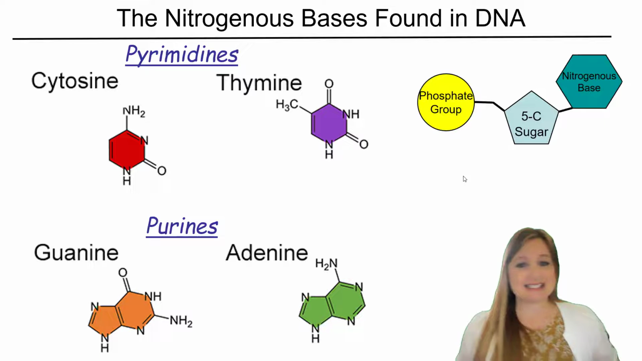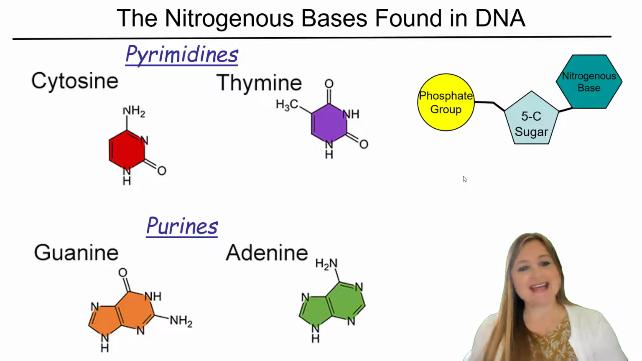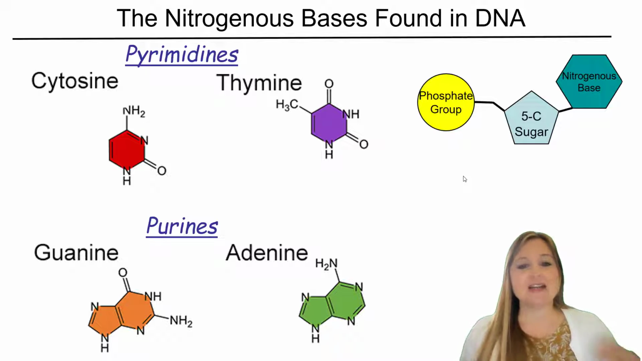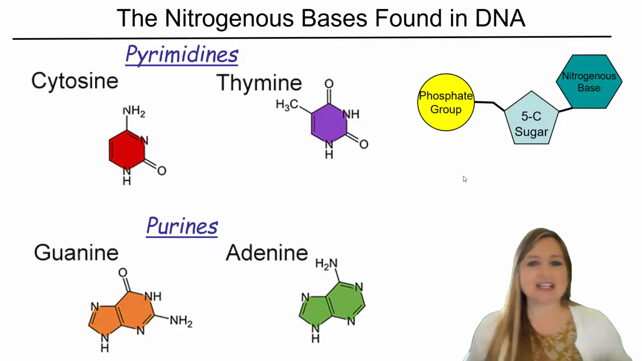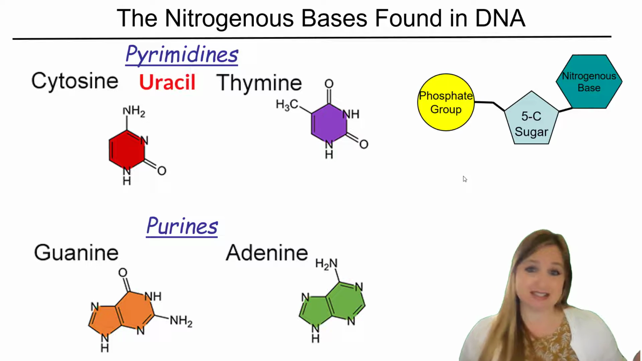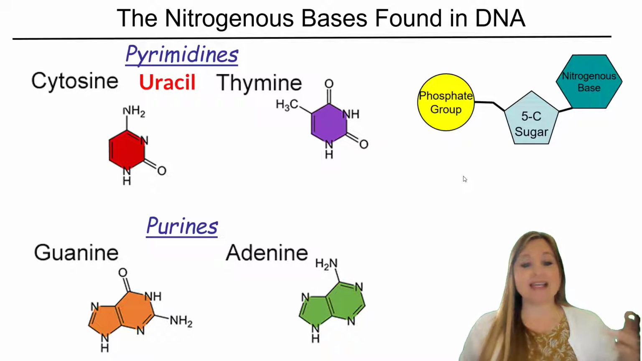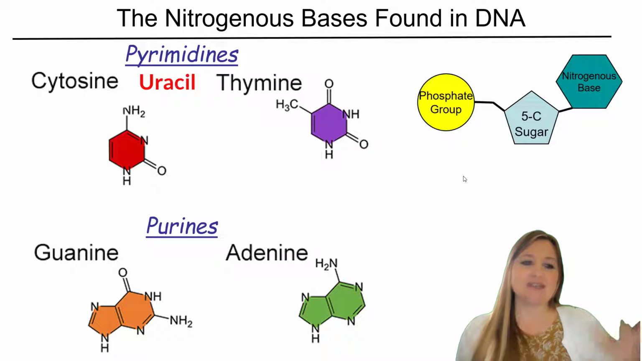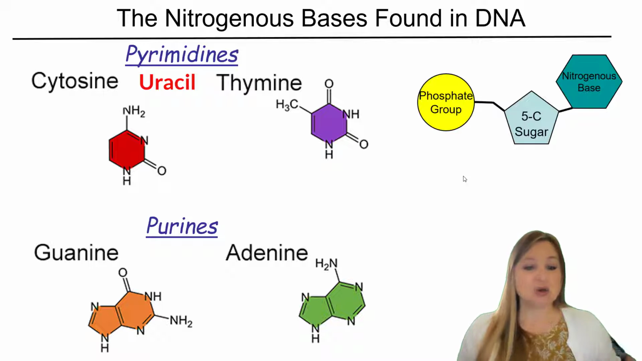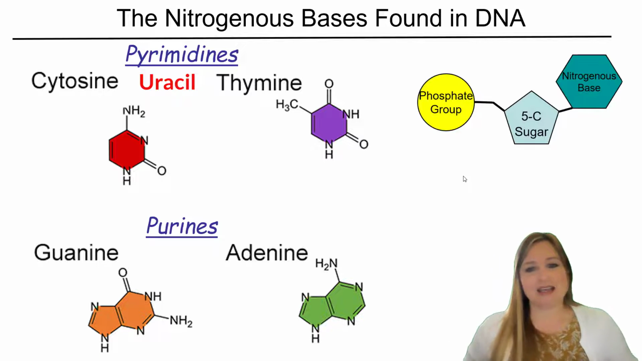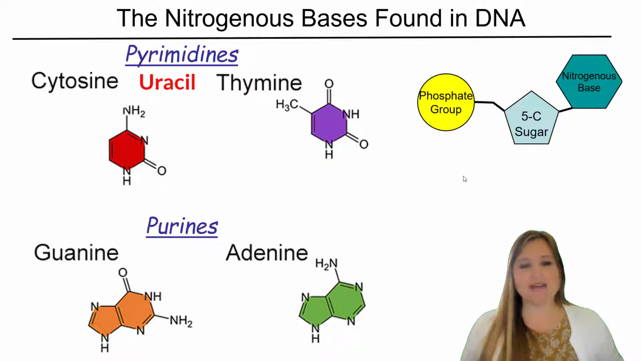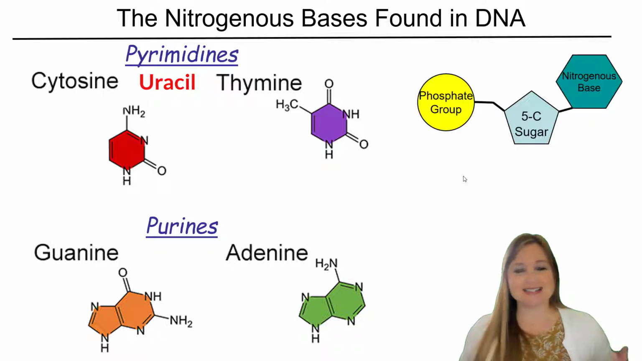We're not going to talk about it today, but RNA has a different base than what's seen here. Instead of thymine, RNA is going to have a base called uracil. So in DNA, we have cytosine, thymine, guanine, and adenine. But in RNA, we have cytosine, uracil, guanine, and adenine. I mention this just so you're aware of it, but also I have lots of little mnemonics that help me remember these things, and maybe they might help you too, even though they're a little bit silly.